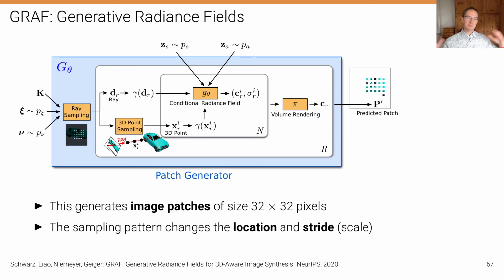So it's very similar to NeRF, just that instead of sampling for all pixels in the image that we want to render, we sample just a few of them. Right? And so we get this predicted patch here. And the sampling pattern here changes the location and stride arbitrarily, because at any scale and any location we want to produce a realistic patch. Right? But we just produce this patch.